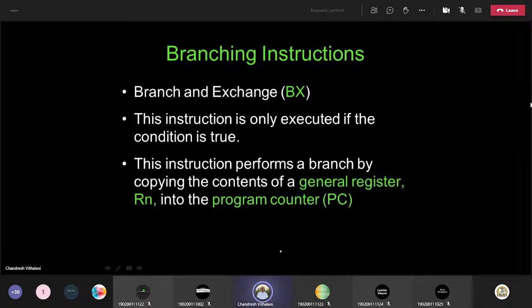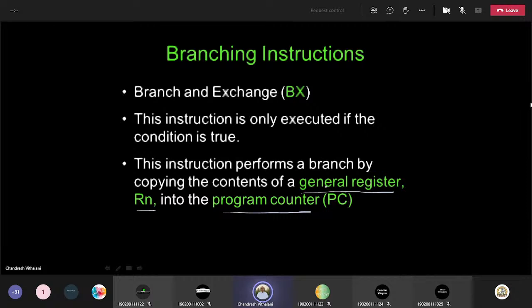Then there is one more branch instruction, that is a branch and exchange, that is a BX. This instruction is executed only if the condition is true, and the instruction performs the branch copying the content of general register Rn into the program counter. So the value of the register will be copied to the program counter. So naturally the branch will be taken automatically, right?